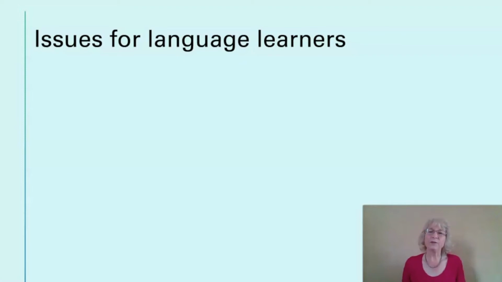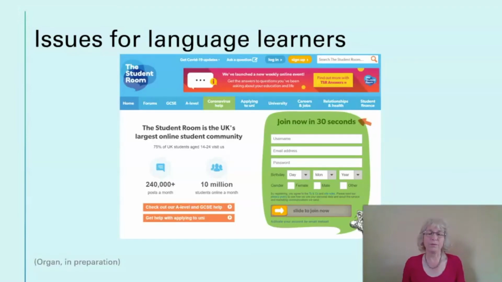It's clear that Google Translate is a very useful, if risky, tool for people lacking knowledge of the target language. But what issues does it raise for language learners? In an effort to find out to what extent students were reaching for this tool, I carried out some research in 2018, as yet unpublished, into posts on the Student Room forum.